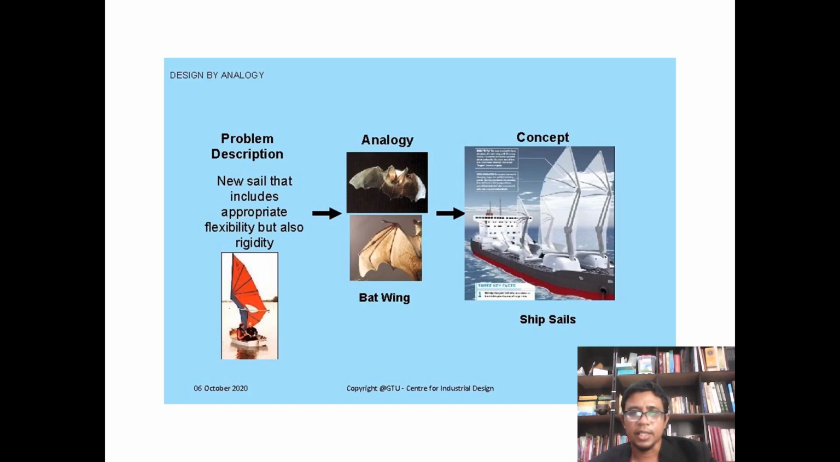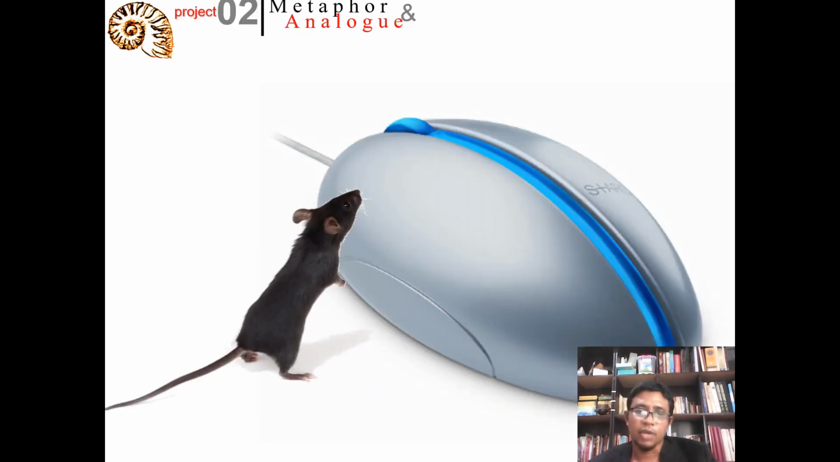This is another example. The ship sails inspired by bat wings. The computer mouse inspired by the mouse, the cuteness, with the shape and form taken from the mouse.